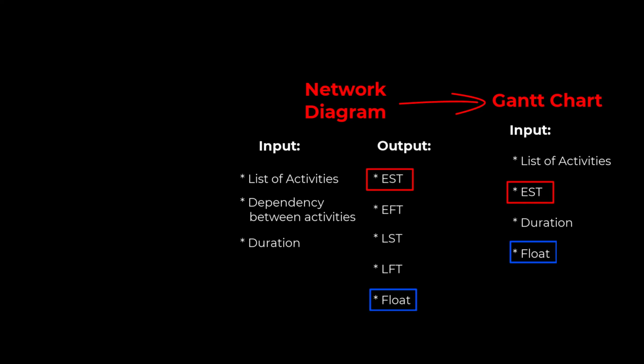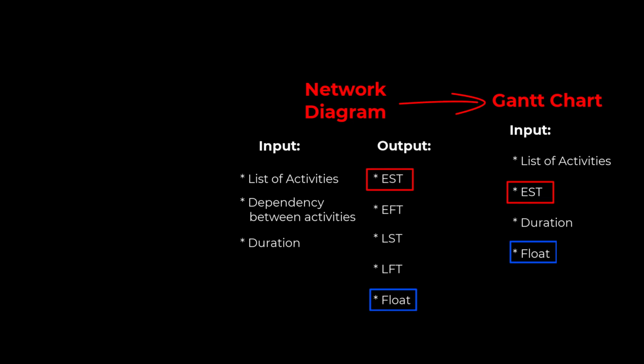It needs a list of activities. It needs dependency. We need a specification of dependency between each of the activities in that list. So are they dependent or independent? And finally, we need to know the duration of each of the activities, how long are they going to last. So as you can see here, a list of activities and duration, those are two inputs to both the network diagram and the Gantt chart. So where exactly does the network diagram get these inputs from?